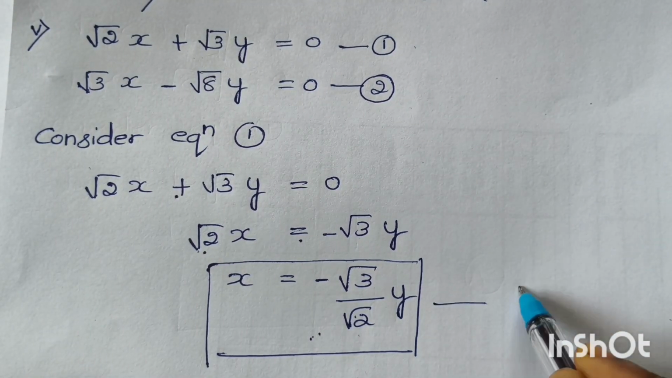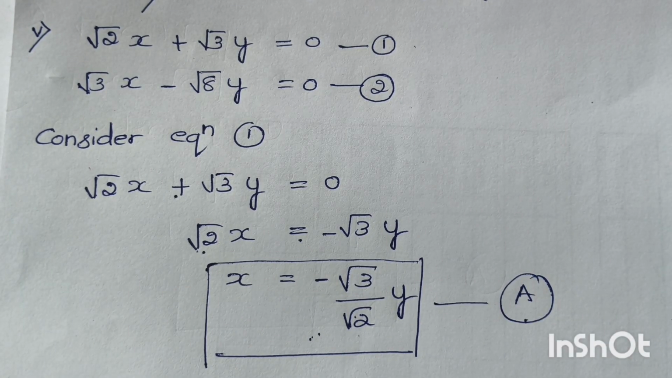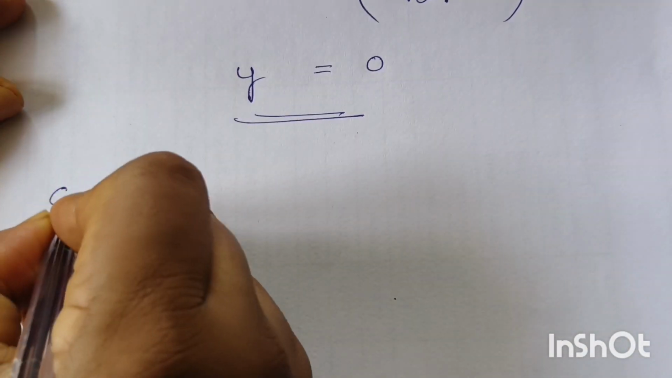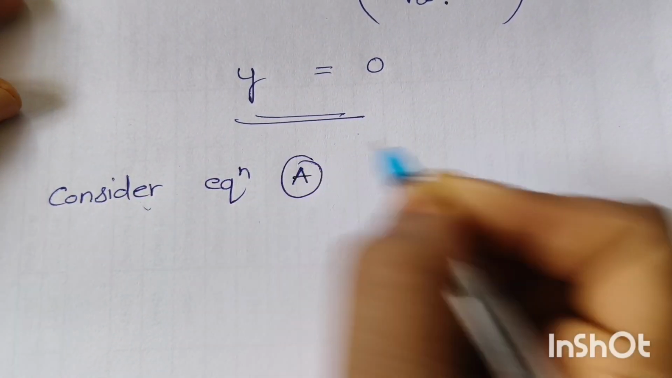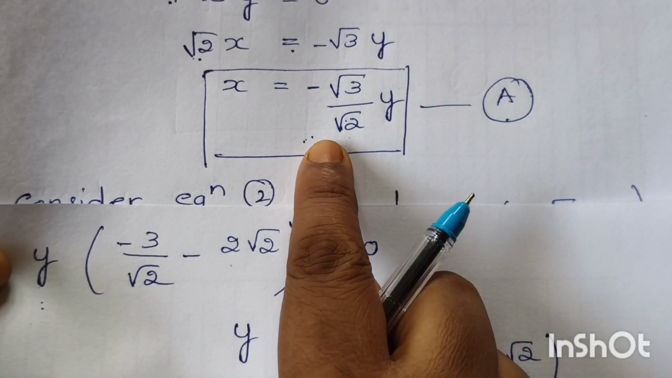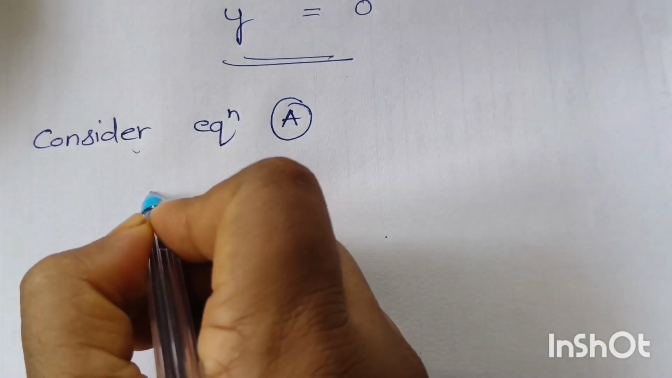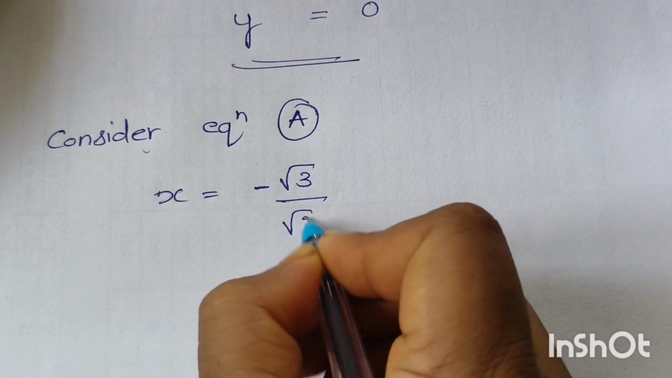Now, let me consider this as equation A, so that you will get the value of x. Now, let me substitute the value of y in this one. So, consider equation A, that is this one, x is equal to minus root 3 by root 2 into y. X is equal to minus root 3 divided by root 2 into y.